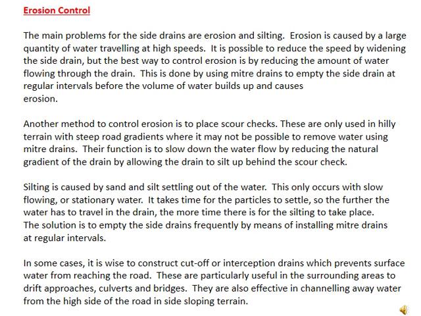Silting is caused by sand and silt settling out of the water. This only occurs with slow-flowing or stationary water. It takes time for the particles to settle, so the farther the water has to travel in the drain, the more time there is for settling to take place. The solution is to empty the side drains frequently by installing mitre drains at regular intervals. So this is the way we control erosion and silting.